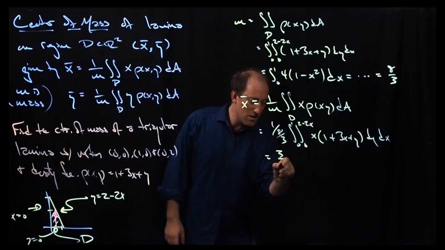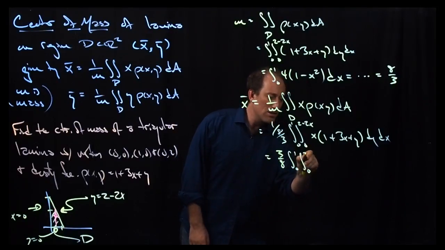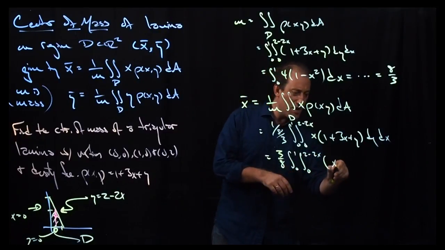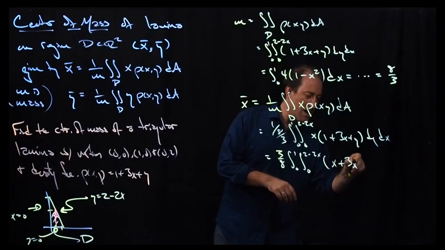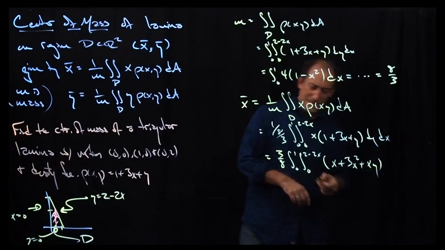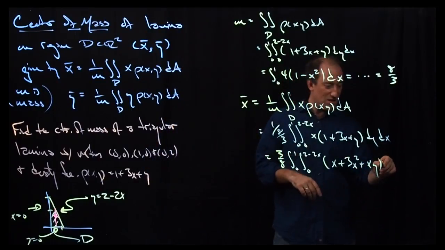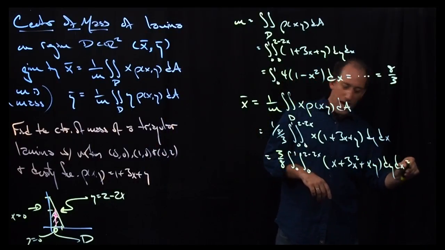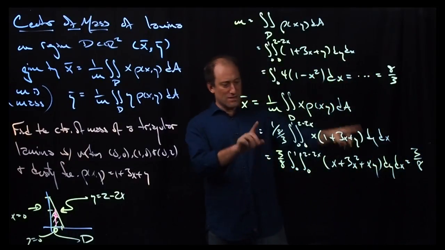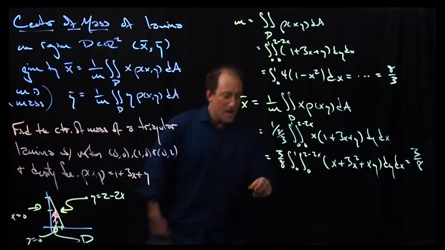So this will be 3/8 integral 0 to 1, integral 0 to 2 minus 2x, and then of now an x plus a 3x squared plus an xy. I want all of this on one board, so I'll cut to the chase. Dy dx, this will get me 3/8. No, that's not a typo. It just turns out to be that this entire double integral is 1.